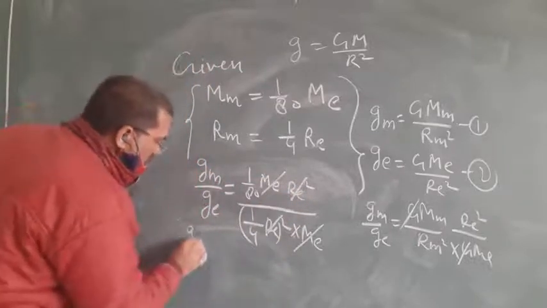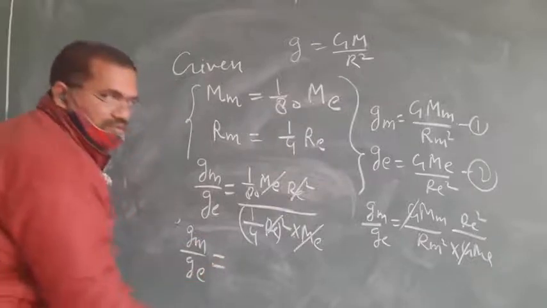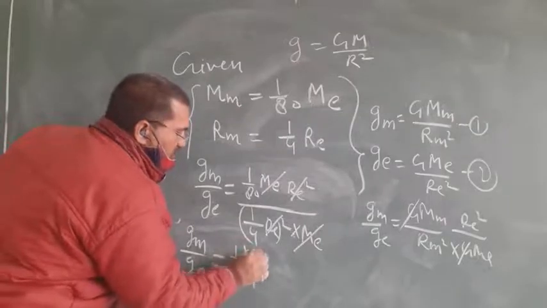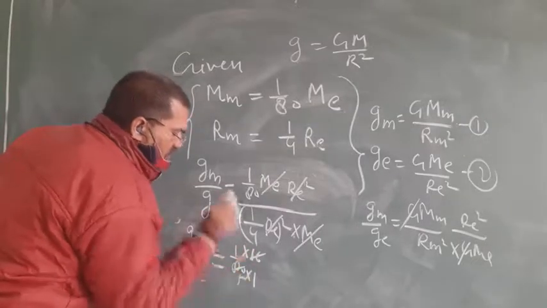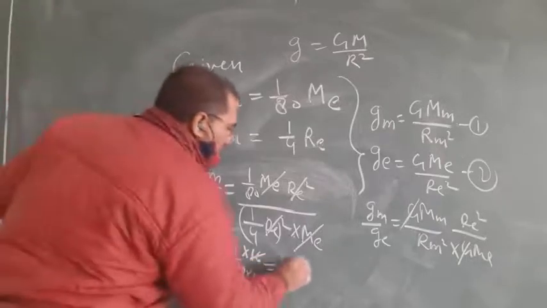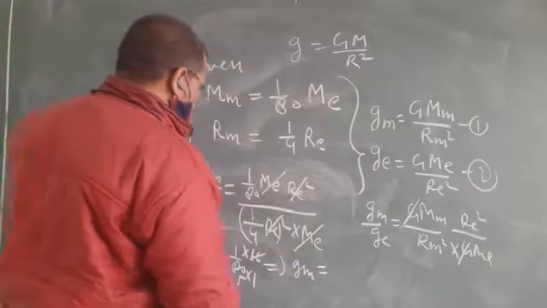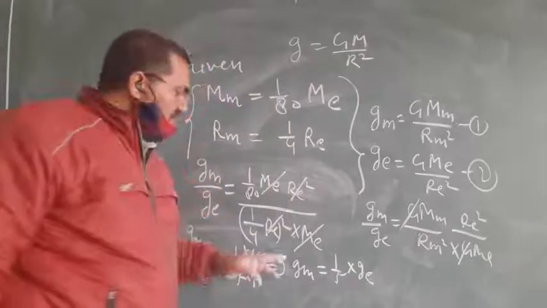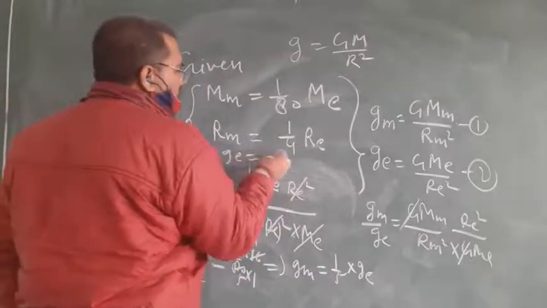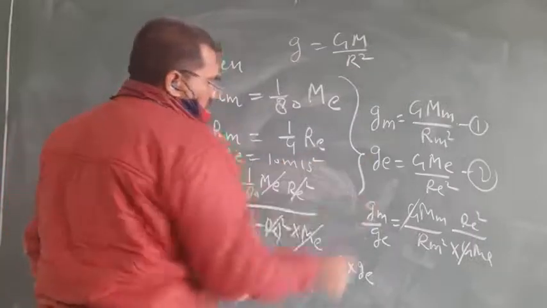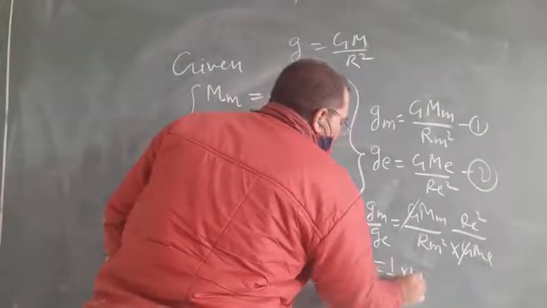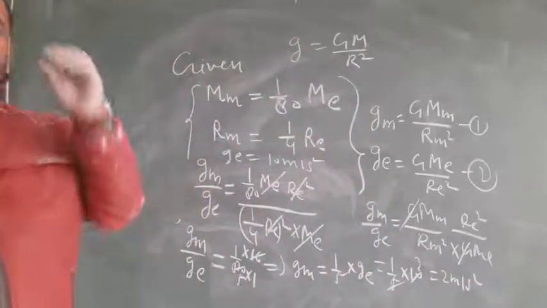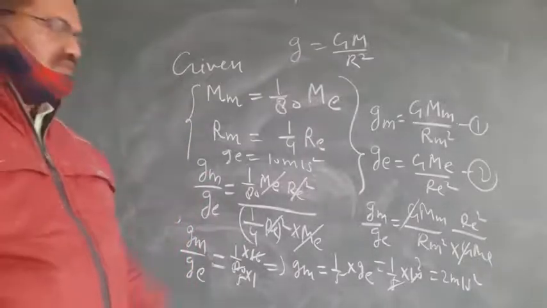So Gm by G is equal to 1/80 upon 1/16. 16 fives are 80. So this implies that Gm is 1/5 times G, and G is already given, 10 meter per second square. So 1/5 into 10, that is 2. So 2 meter per second square. Okay, this is the answer.